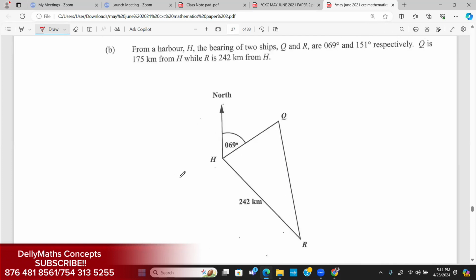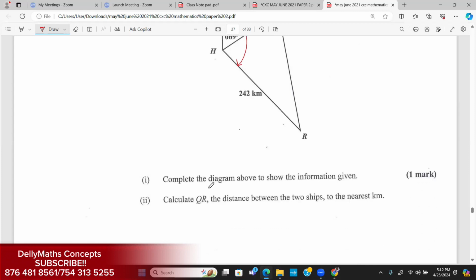So there's only two things missing here. We're missing the length from Q to H, and that was given as 175. We were told that right here. So this piece here is 175 km. And this bearing is missing, and this bearing is R from H. So all of this turning coming all the way around is going to give us 151. So that is all of 151 degrees. Now, that's that bearing coming around there, right? Now, so we completed the diagram, we're good.